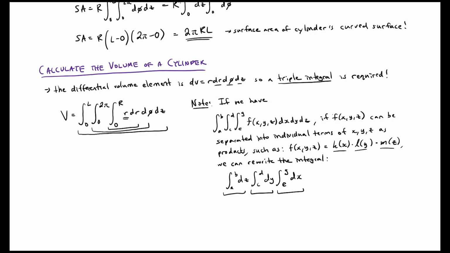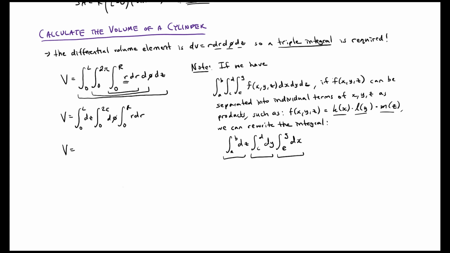So in this case, we have the exact same thing. We know that our function is just r. And what about phi and z? Well, it's simply r times 1 times 1. So we can separate it. We can then have the integral from 0 to L with respect to z. We have the integral from 0 to 2 pi with respect to phi. And we have the integral from 0 to capital R of r dr. So that makes things really easy and a lot more convenient.